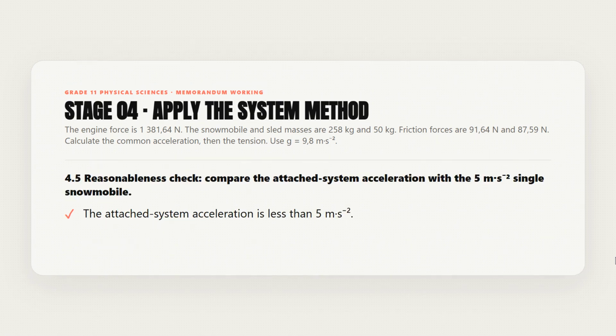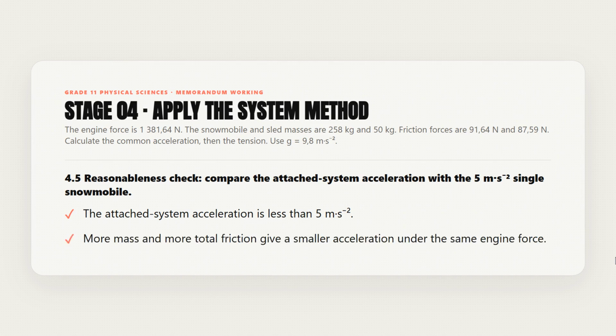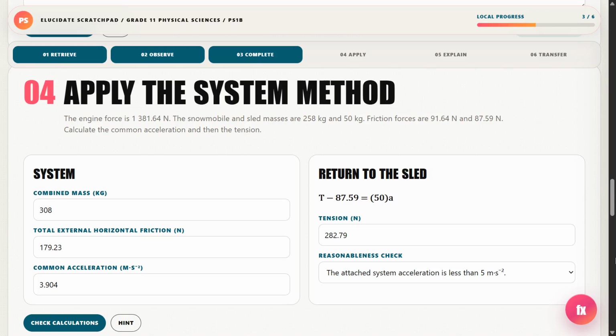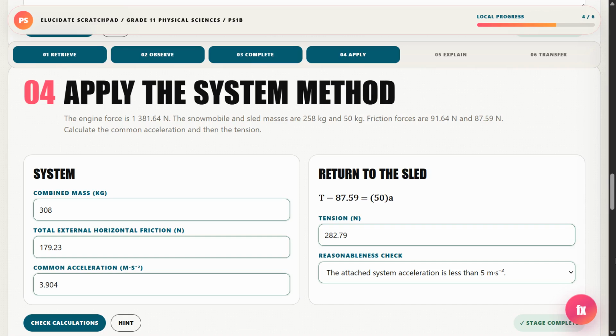Question 4.5. Reasonableness check. Compare with the single snowmobile, which accelerated at 5 meters per second squared. Now the engine pulls more mass and overcomes more friction, so the attached system acceleration is less than 5 meters per second squared. That matches the 3.9 we found, so the answer is reasonable. You have completed stage 4. The common acceleration is 3.9 meters per second squared, and the tension is 282.8 newtons.